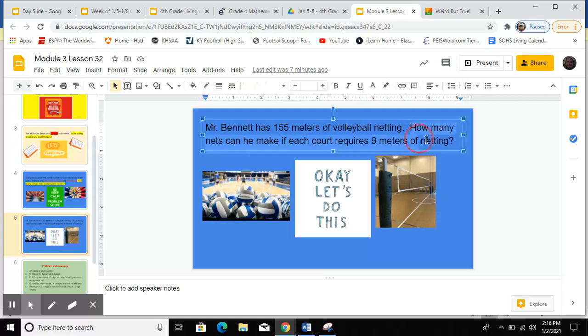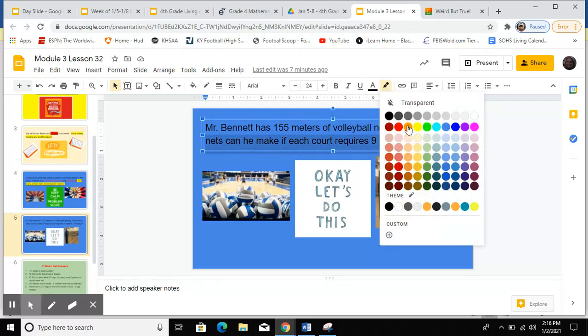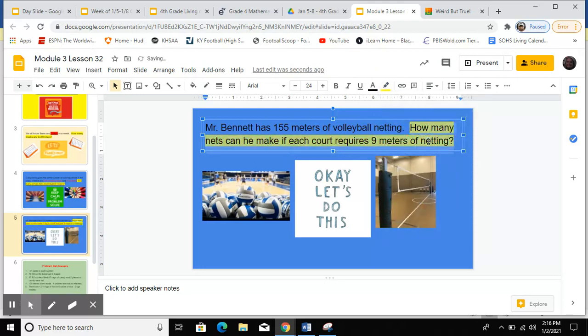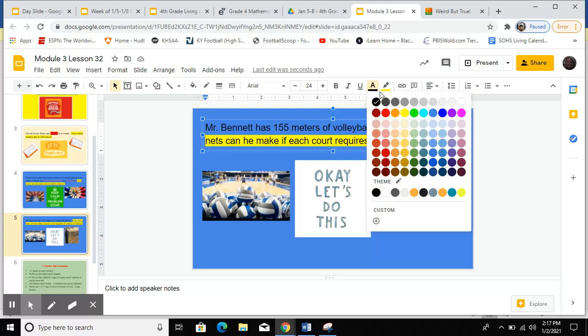So I'm going to understand first. I'm going to highlight my question so I can really focus in on that and I can come back to it at the end. How many nets? So how many nets can he make is what I want to know in the end. And it's telling me that each court requires 9 meters of netting. So I might even, oh, look at that. I got it brighter. I know that 9 meters of netting is important in there. So I am going to change that into red so that my eyes pay attention to that.